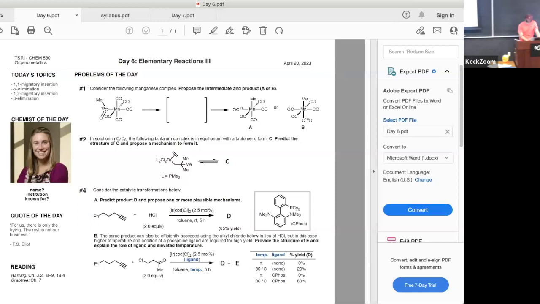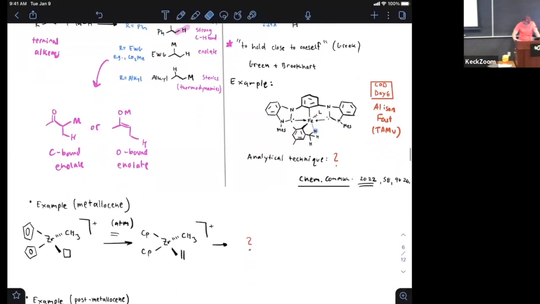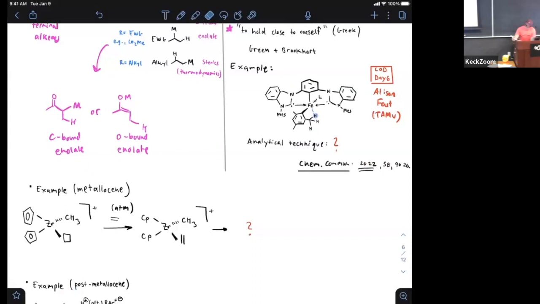Her scientific background, while this is loading: she did her bachelor's at Gannon University, PhD at Indiana with Dan Mindiola before he moved to UPenn, and then postdoc with Ted Betley, one of Ted's first postdocs at Harvard, before starting her career at Illinois. So in a recent ChemComm paper from last year, she looked at this series of complexes and found evidence of agostic interaction.